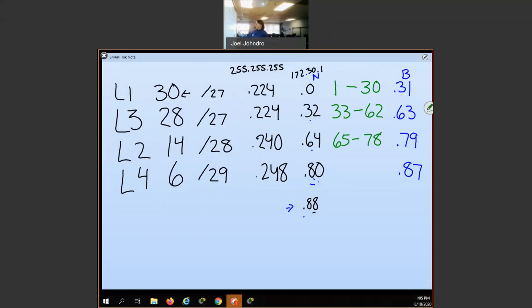Notice this network down here. It called for 6 hosts. It only had 8 total. Take out the network and the broadcast, and you're left with exactly 6. 81 through 86.